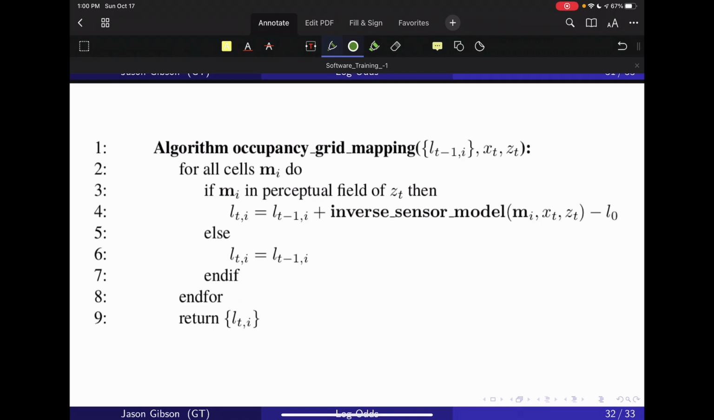So in summary, this is the occupancy grid mapping algorithm. So for each cell, if the grid cell that I'm currently looking at is in the perceptual field of Z of t, which essentially means that I can see it from my sensor, which means I can say it's either occupied or not occupied, and not visible, which we talked about earlier. So then what we can do is update the log odds based on the prior log odds, this thing called the inverse sensor model, which is the probability we talked about earlier, and the prior of the thing being occupied or not occupied. If it's not in the perceptual field, we can't see it, we just leave the probability alone.